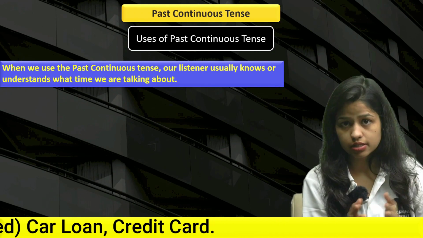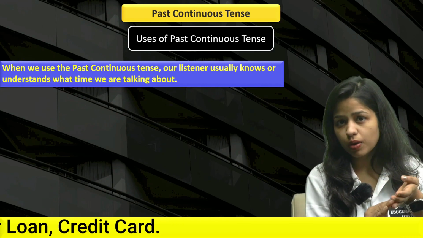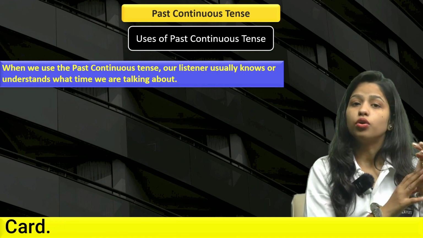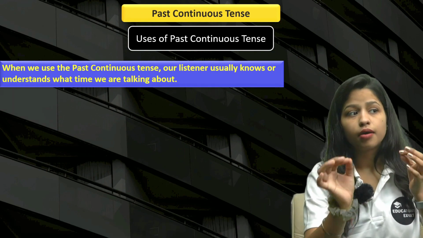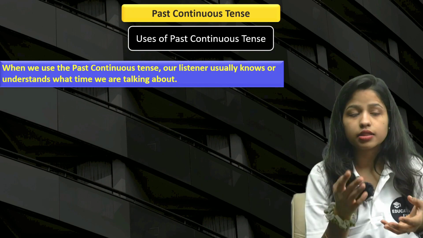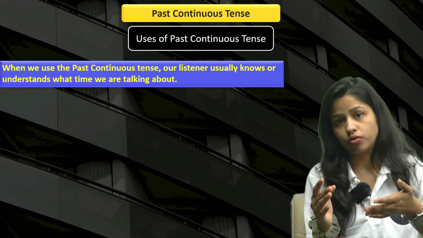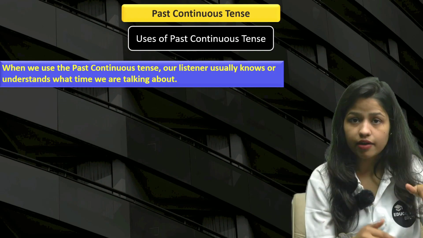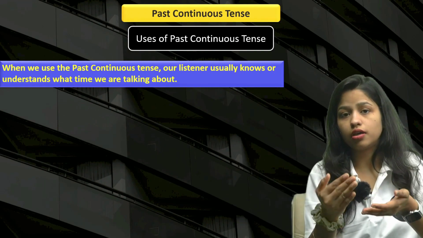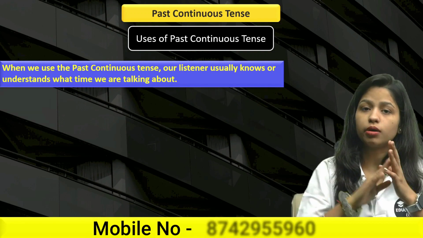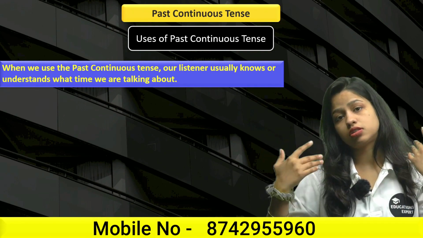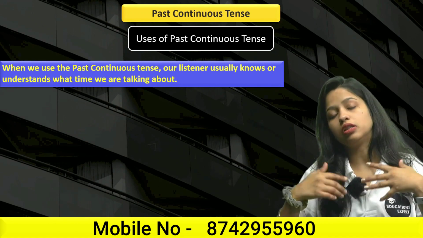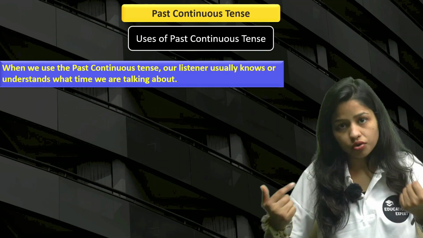Yes, you can see this, right? So basically, whenever we use past continuous tense, our listener, or the person who is listening, can definitely understand just by hearing the line what time we are talking about. If we say, I was doing that, they can definitely understand that I am talking about the past. And if I'm telling you that he is doing this, that means I'm talking about the present. So usually the listener gets to know what time we're talking about, right?